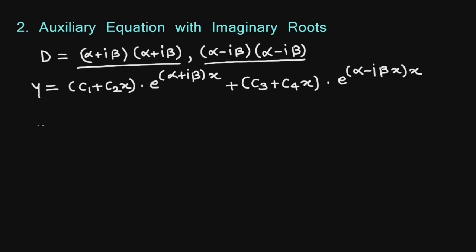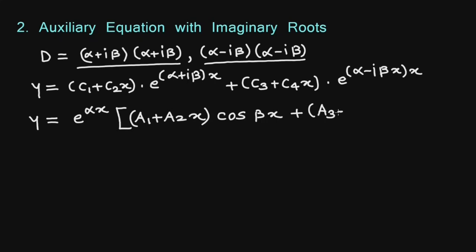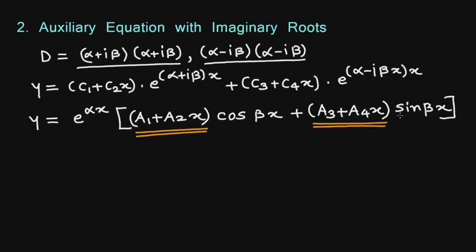After further simplification, it works out to be y equals e raised to alpha x into [(a1 plus a2x) cos beta x plus (a3 plus a4x) sin beta x]. Please note the change which has occurred. a1 plus a2 has been replaced by a1 plus a2x, and a3 plus a4 has been replaced by a3 plus a4x. This is the only change we have to make.